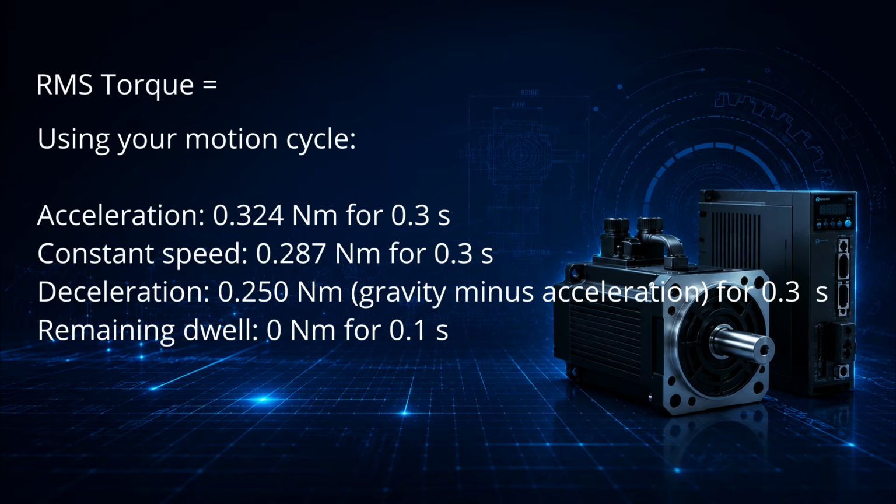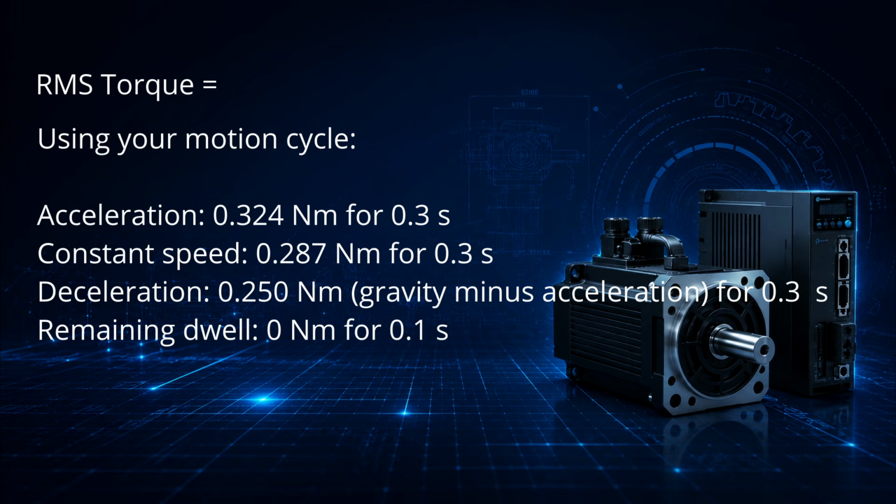After calculating the peak torque, the next step is to calculate RMS torque using a motion cycle. Acceleration: 0.324 Newton meter for 0.3 second. Our constant speed: 0.287 Newton meter for 0.3 second. Deceleration is 0.250 Newton meter, because gravity minus deceleration torque, for 0.3 second. Remaining dwell is 0 Newton meter for 0.1 second.